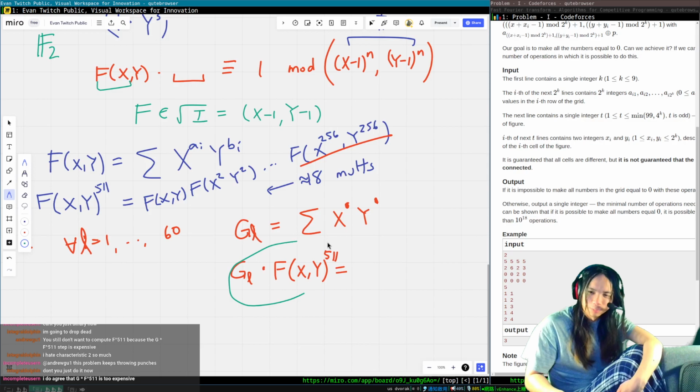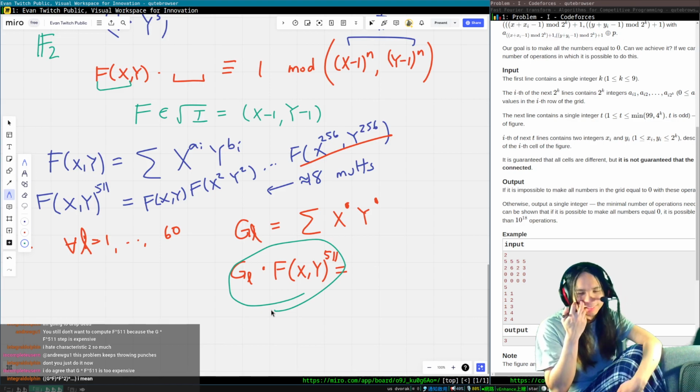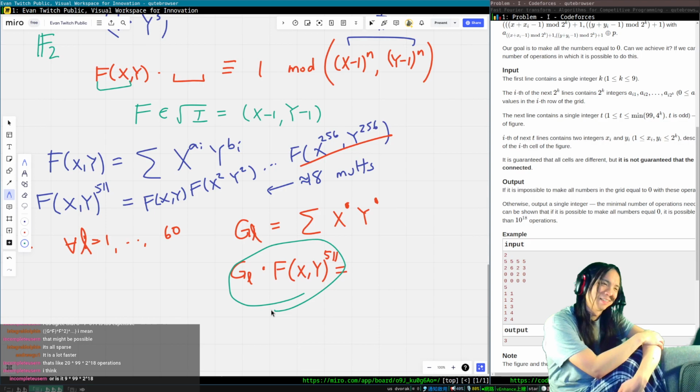I don't know, this step still seems pretty, like, even if I gave you f to the 511 on a silver platter, like literally just told you what it is, you want to do it that way? Is that faster? I'm not sure. It is a lot faster. Let me convince myself. Okay. Really? I guess so.